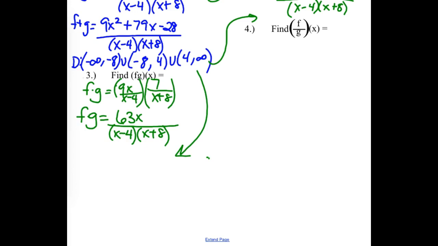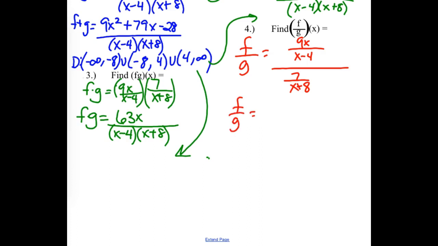Question 4, dividing this time. So f was 9x over x minus 4. We're dividing by 7 over x plus 8. How do we divide by a fraction? Okay, so let's rewrite this. 9x over x minus 4. We're going to multiply by the reciprocal, which would be x plus 8 over 7. All right, take a minute and distribute.